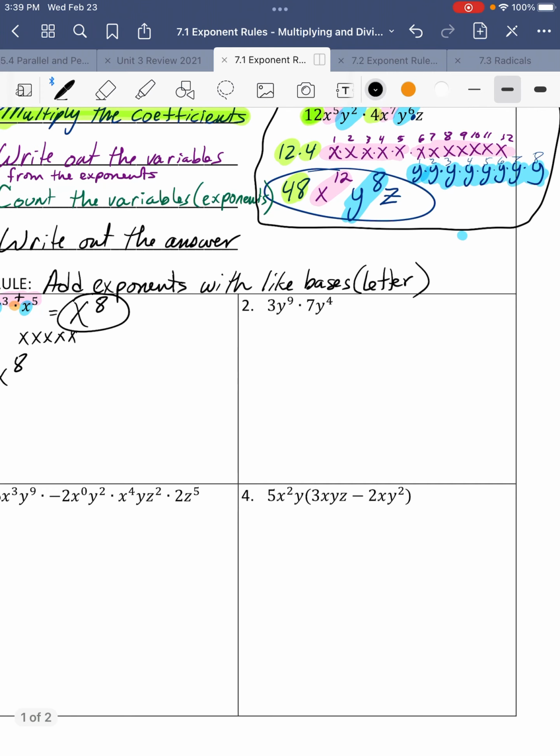All right, number 2. We have coefficients, so make sure you multiply that. That's the first step. So 3 times 7 is 21. And then let's check to see if we have like bases. We do. We have y's. So with like bases, with multiplication, we are going to be adding the exponents. So 9 plus 4 is 13. So it's y to the 13th.